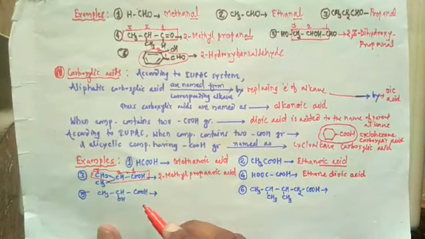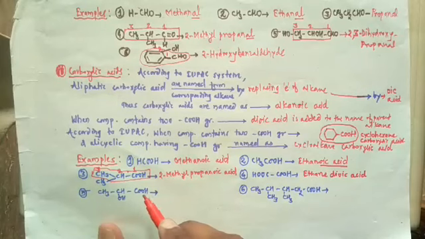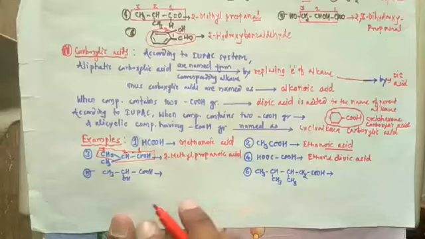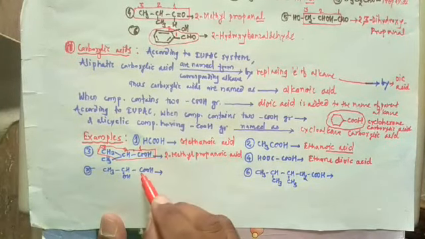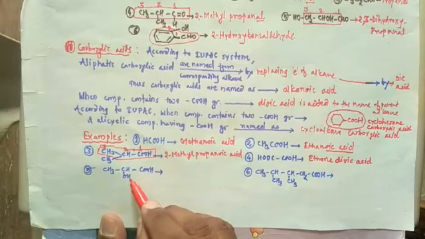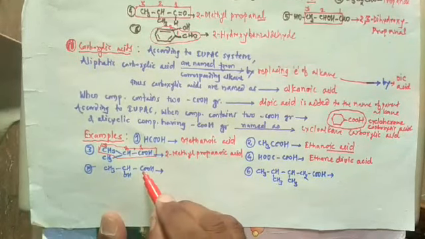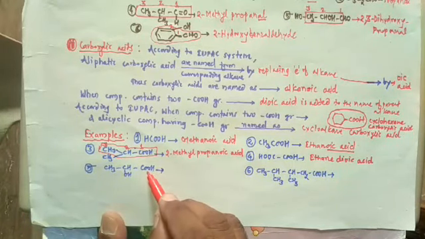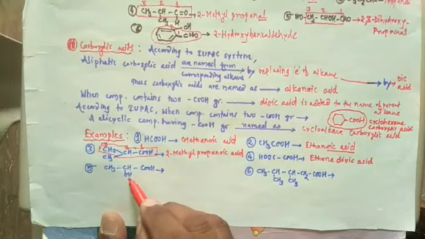Then take the next example. Here in this example, 2 functional groups are present. One is the carboxyl group and one is the hydroxyl group. But among these 2, the principal or main functional group is COOH. That's why it is represented by the suffix, and the subsidiary functional group is represented by a prefix.